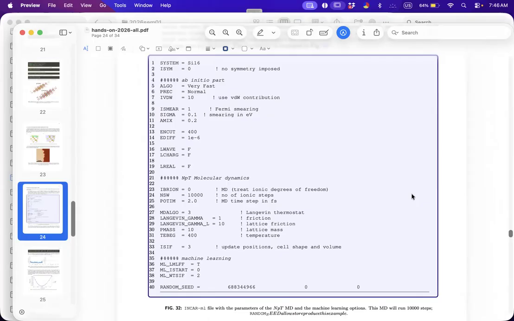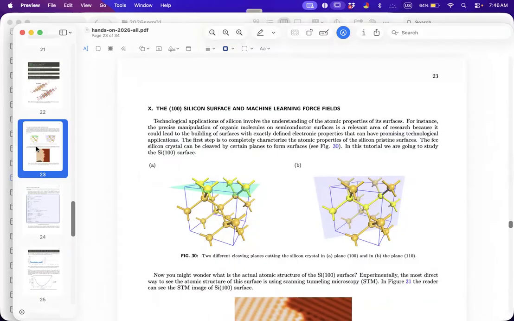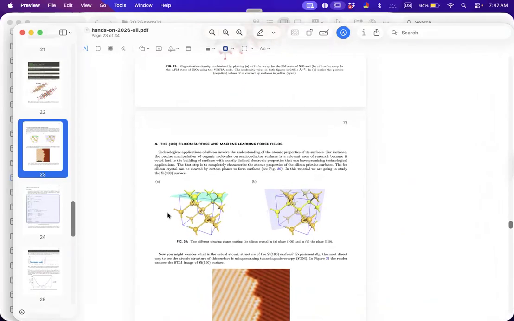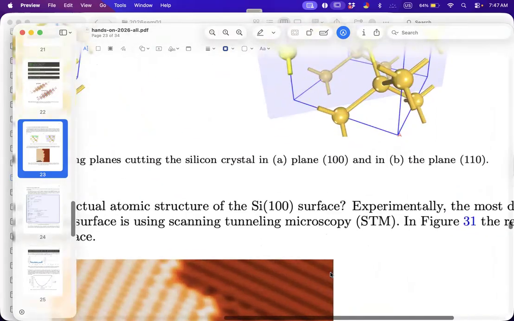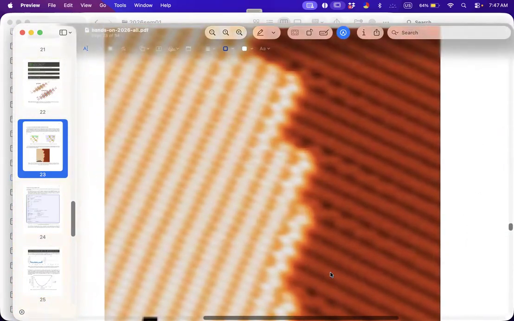I am not going to do this with you guys, but in fact, we are going to do this, right? So what we are going to do is try to get the atomic structure of this surface using force fields, using machine learning. And after, when we get the structure, we do a next step.